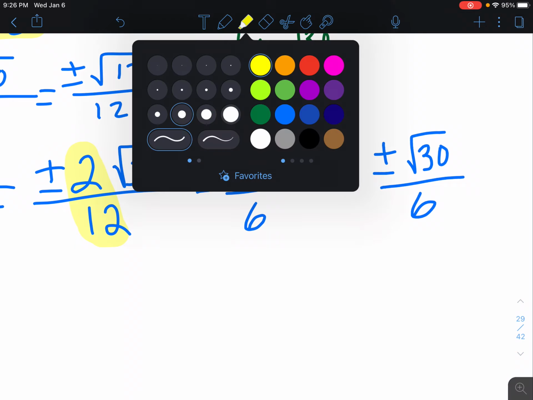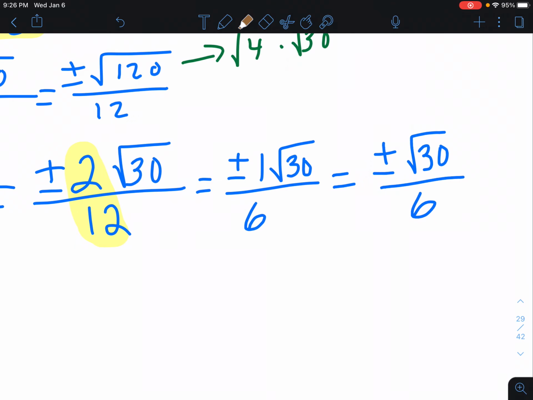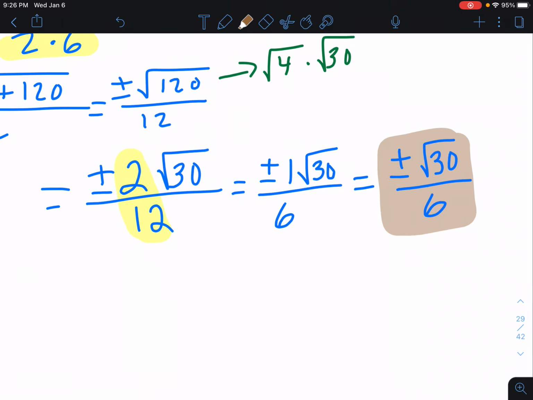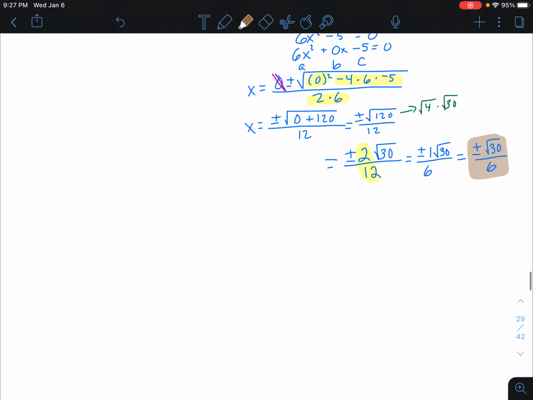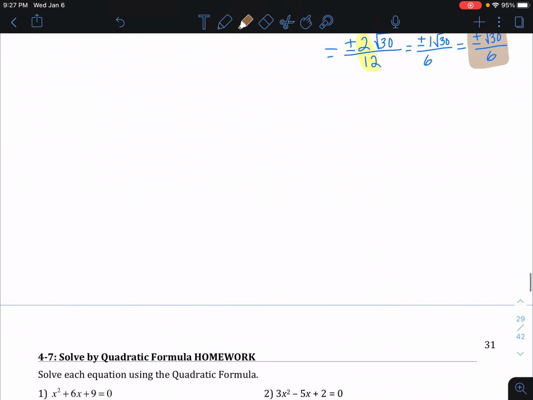Believe it or not, you have to stop here. You cannot divide the square root of 30 divided by 6 to get 5 or root 5. You do not do that. You cannot divide a radical by an actual real number, okay? Radicals can divide with radicals, real numbers divide with real numbers. Technically, they're called rational numbers, but not going to worry too much.